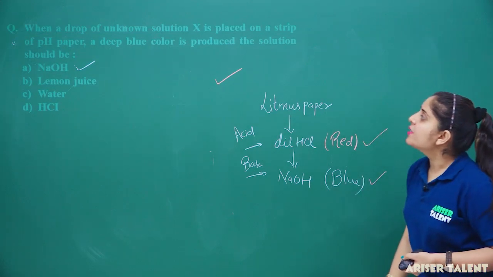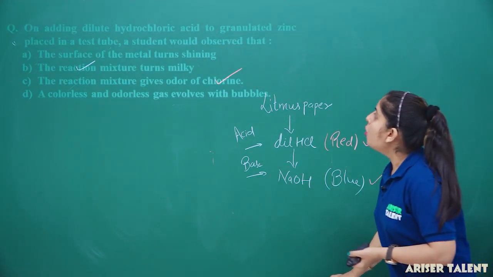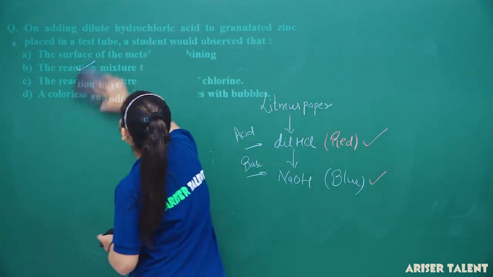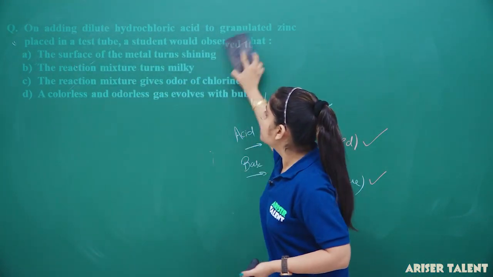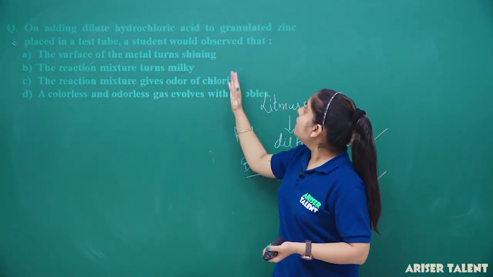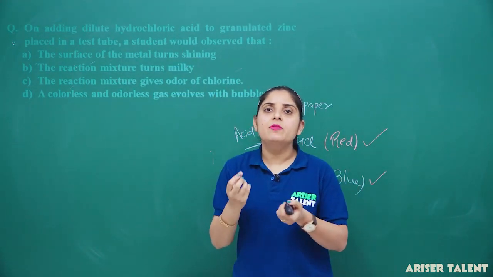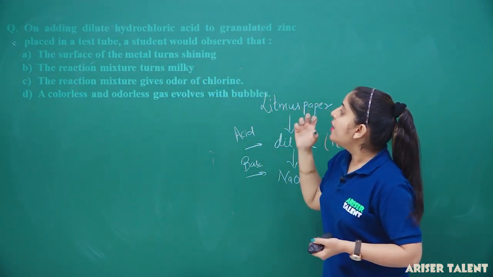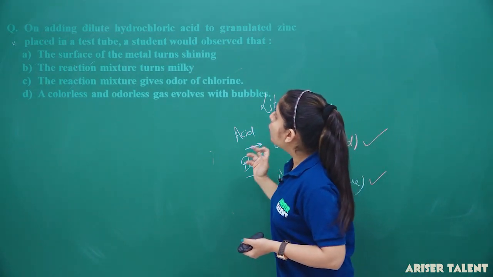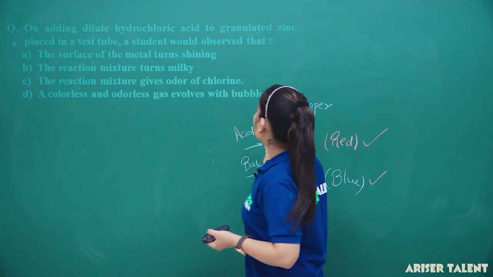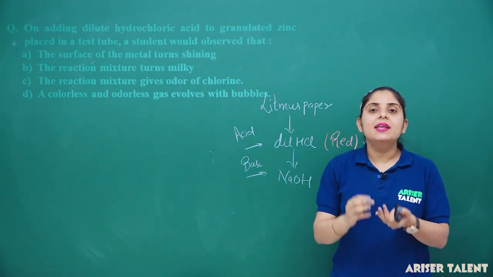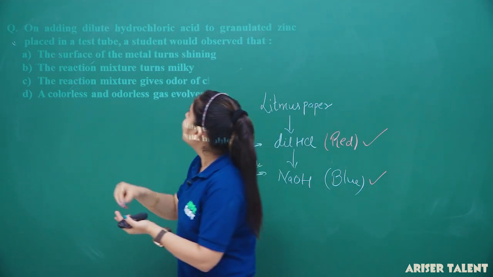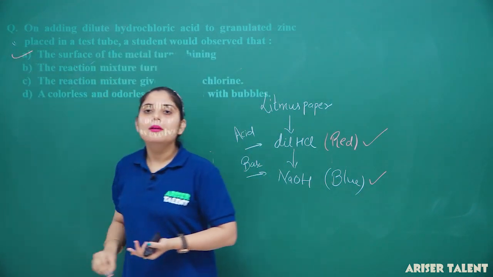Now we have our next question. On adding dilute HCl to the granulated zinc placed in the test tube, what will the student observe? So if HCl is added to the granules of the zinc, we can observe that the surface of the metal turns shining, reaction becomes milky, odor of chlorine, and a colorless odorless gas evolves with bubbles. So we can see that if HCl is placed on the zinc surface, the surface will appear shiny. So the correct answer will be option number A.